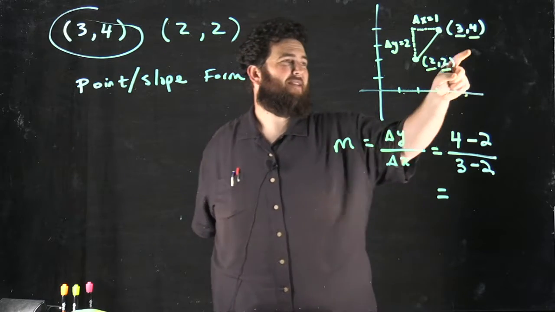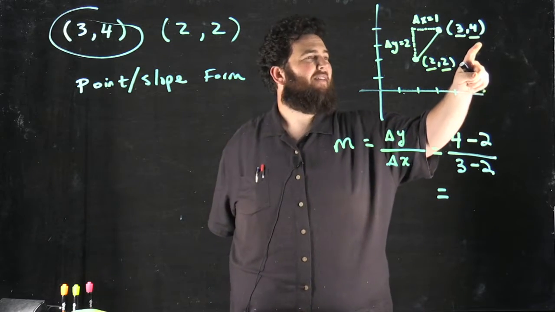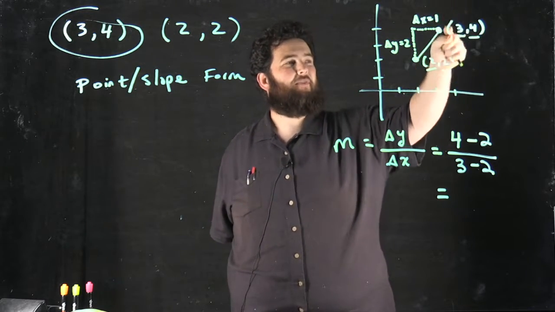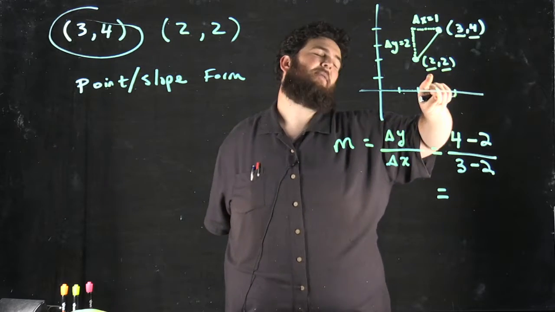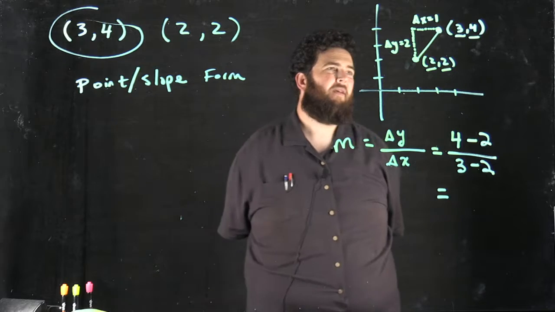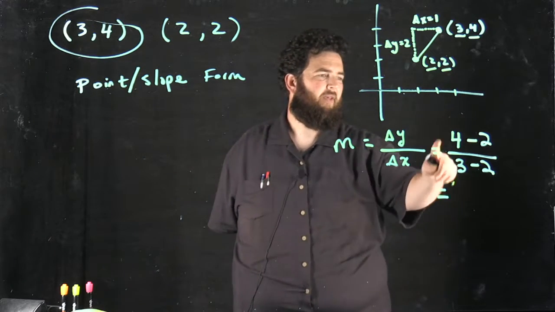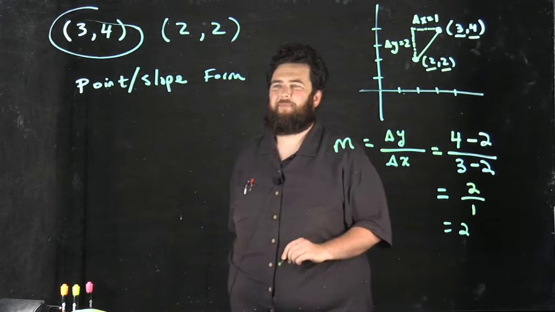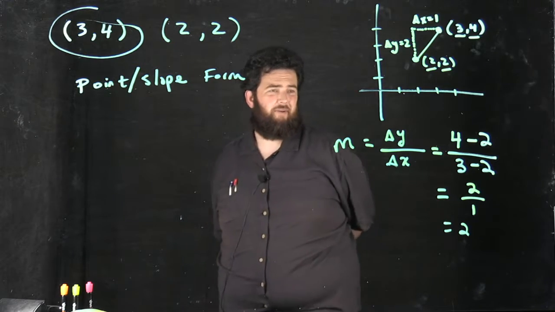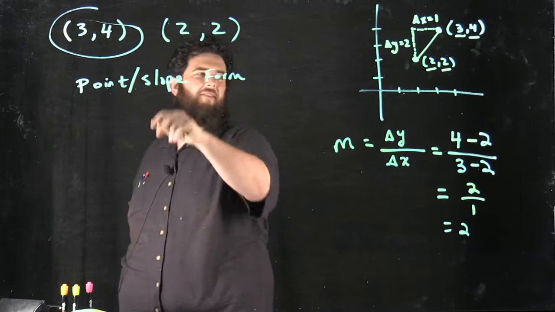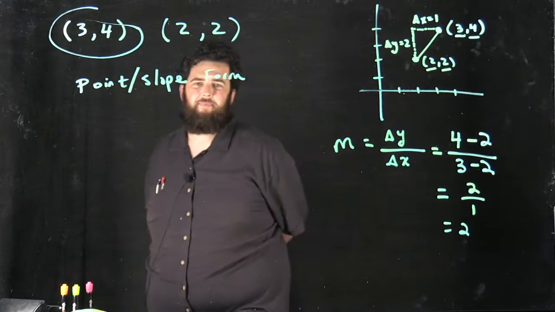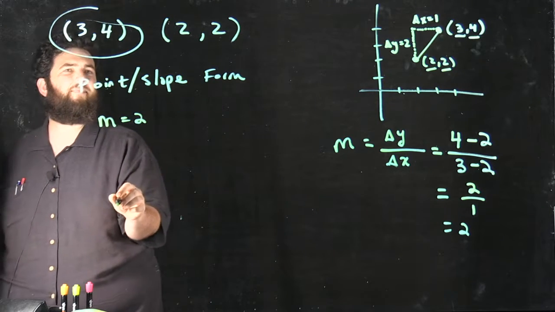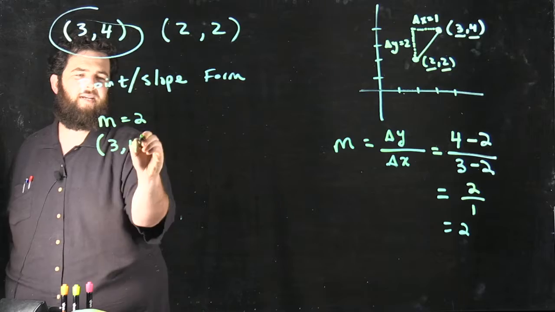So if I chose the y value of the second point and then subtracted the y value of the first point, I have to do the same with the x value. The x value has to start from the second and then subtract the first. Now we could just simplify this into that. So the slope of the line between these 2 points is 2. The point that we decided to choose was 3, 4.